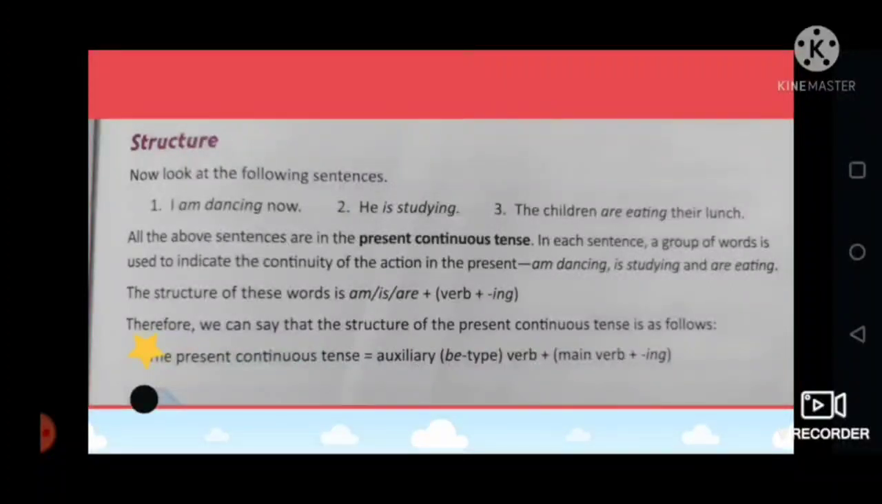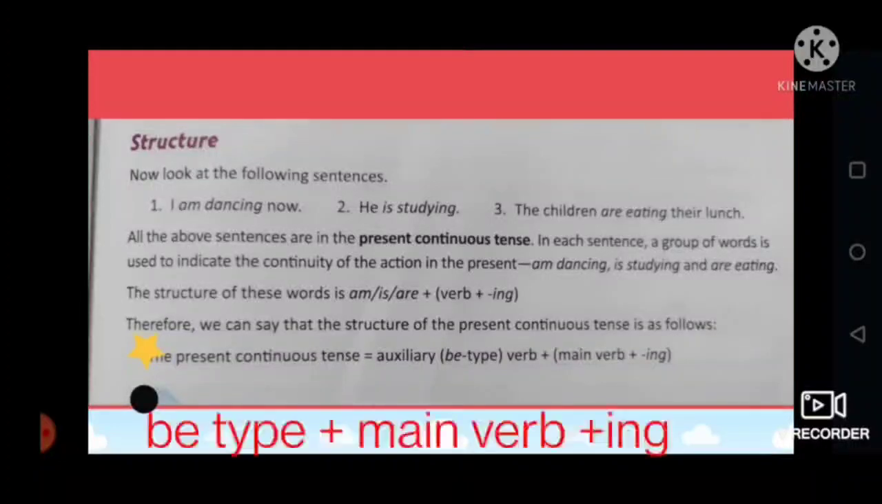So all the above sentences are in the present continuous tense, and therefore we can say the structure of the present continuous tense is as follows: auxiliary verb is be type, verb ing form of main verb.